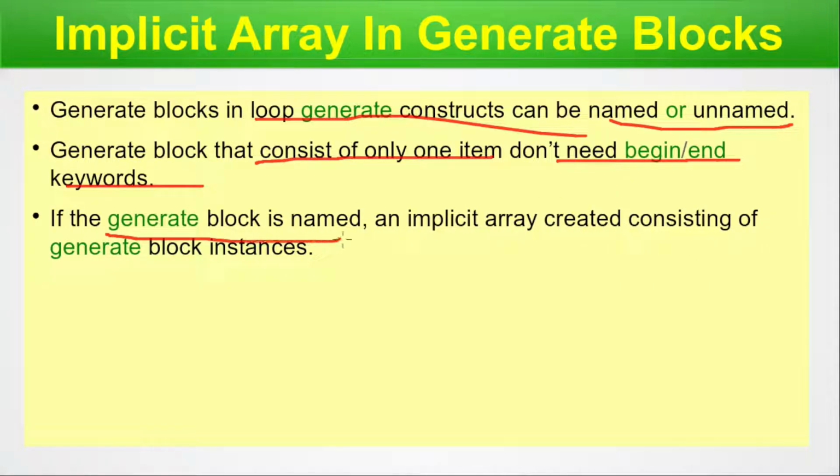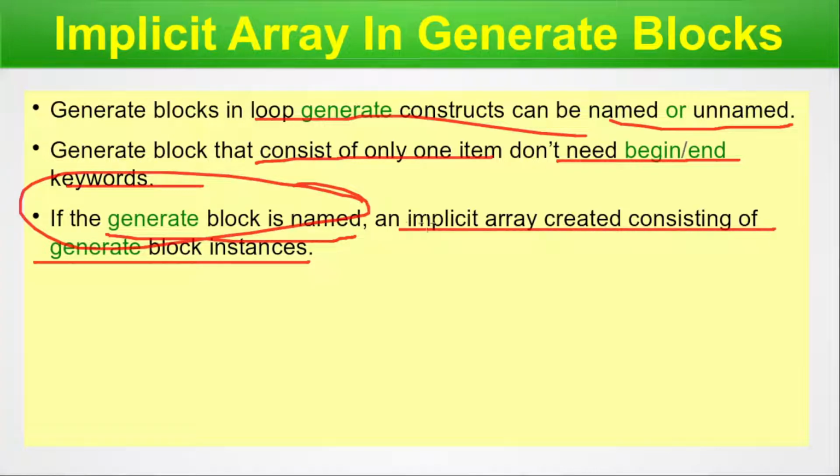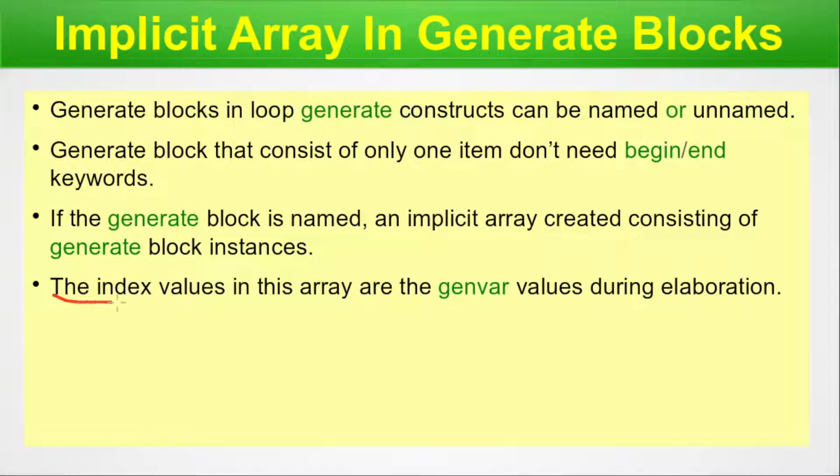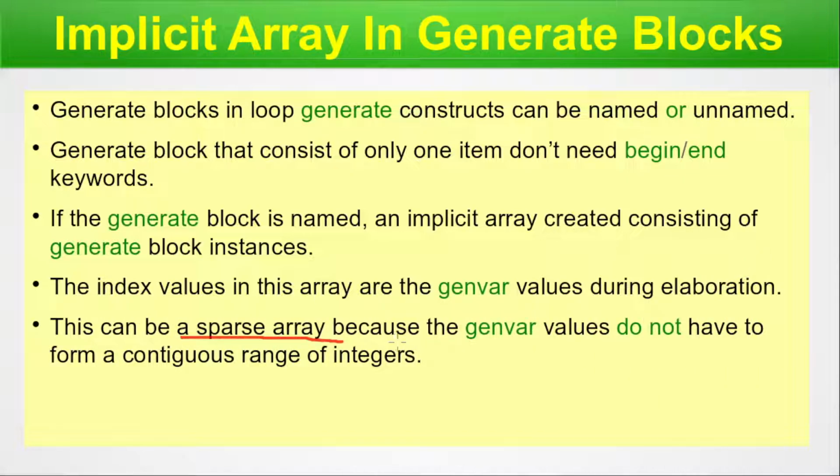If a generate block is named, an implicit array is created consisting of the generate block instances. So for a named generate block, an implicit array is created. The index values of this array are the genvar values during the elaboration. So everything happens during the elaboration. This can be a sparse array because the genvar values do not have to be in the form of a contiguous range of integers. You understand what contiguous means, right? One after another. Here, this can be a sparse array where things are not contiguous.